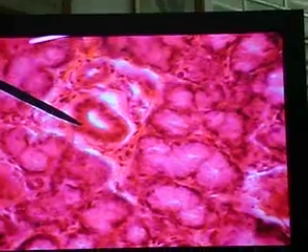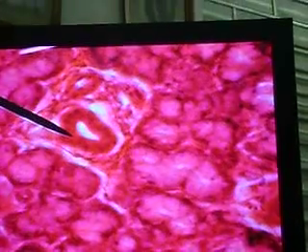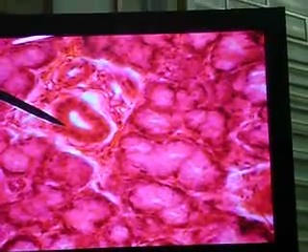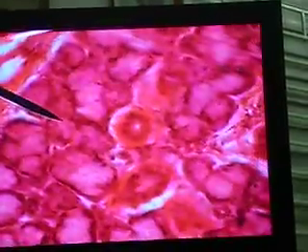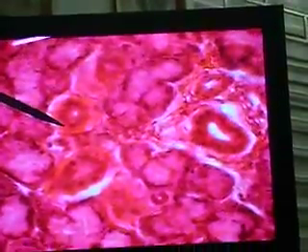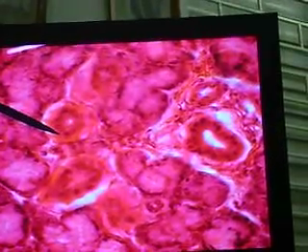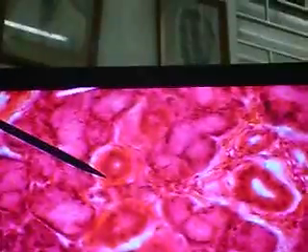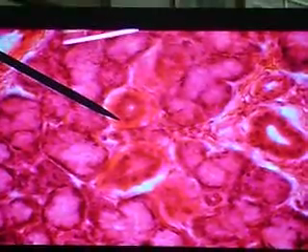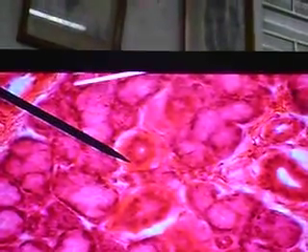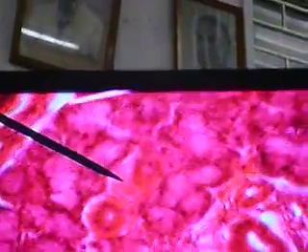Okay. Now what we're looking at here, that's another striated duct right here. That's another striated duct. And this very, very tiny little one right here is just a junction between an intercalated duct and a striated duct.